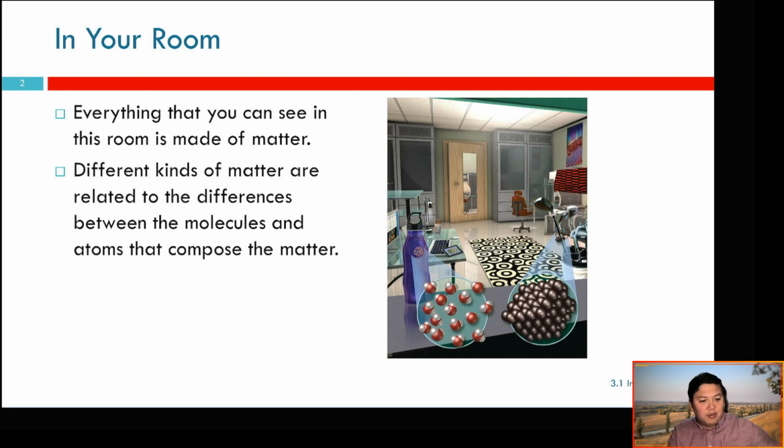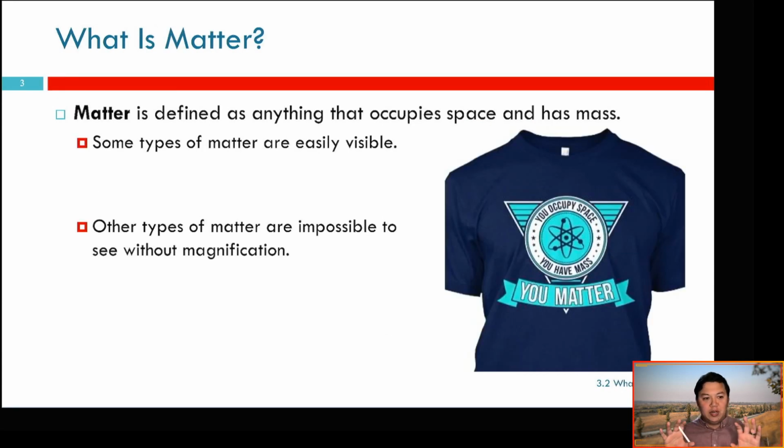Different kinds of matter are related to the differences between the molecules and the atoms that compose the matter. So, water is a different kind of matter than my shirt or the computer monitor. And a lot of what this chapter is doing is putting things into categories. So how can we categorize matter to use it in different ways and to identify it and group things? So keep that in mind. We're creating groups here. I like this shirt.